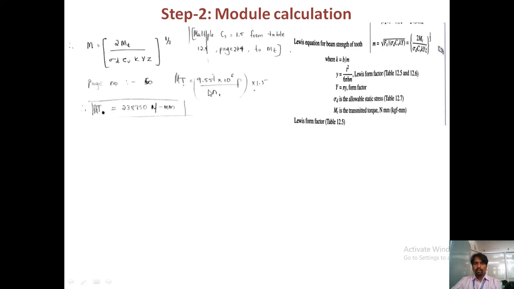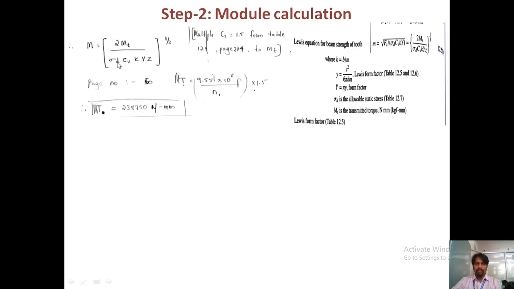In the previous problem, the working condition was not given, and whether medium shock, light load or heavy load was not given. In that case, we assume Cs is equal to 1. But in this case, they have given 8 to 10 working hours per day and medium shock loads. For that, we need to take Cs from table 12.8 and multiply that Cs value with this mt to get the full torque.